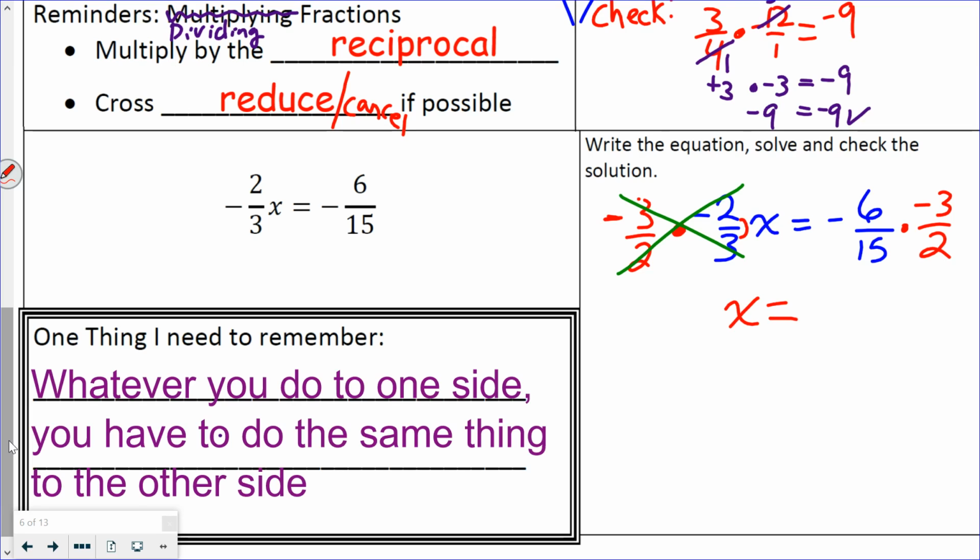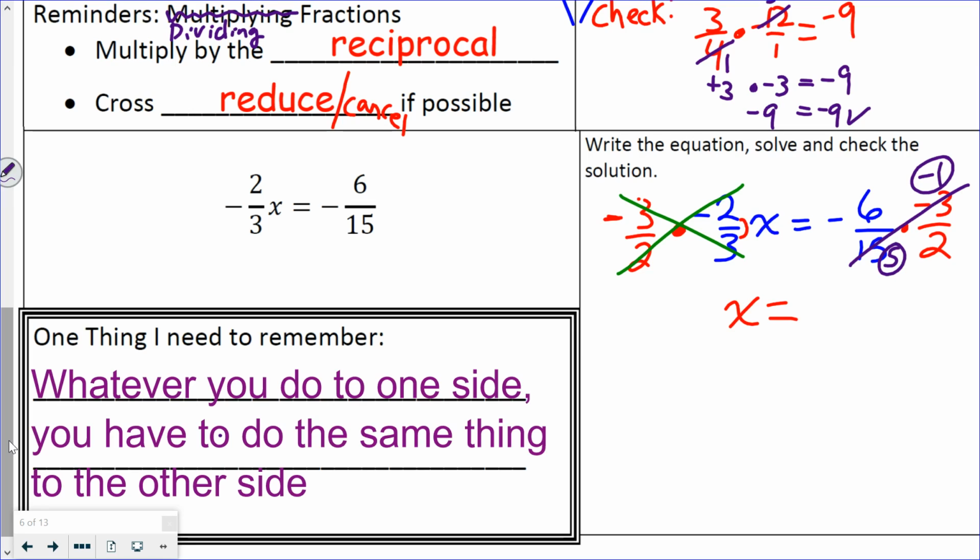Now x equals, well, where can I cross reduce? Okay, when I'm trying to do this, where can I cross reduce? Anthony. Negative 3 and 15? Yes, negative 3 and 15. So 3 can go into both of those. 3 goes into negative 3 a negative 1 times, and 3 goes into 15 5 times. What about my 2 and 6? Can they be reduced? Yes. What can they go into, Jordan?